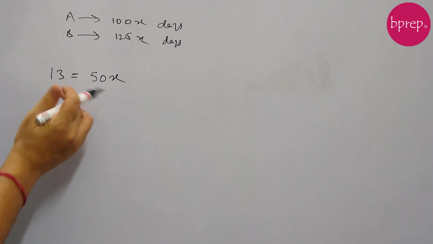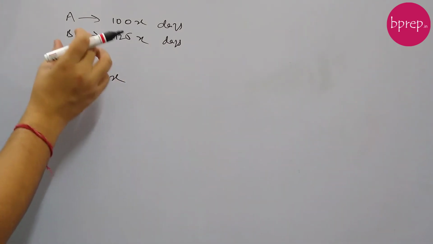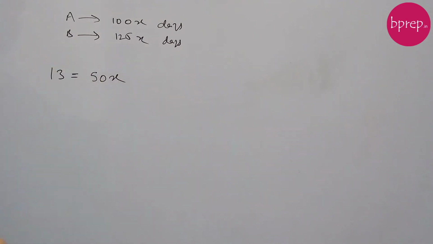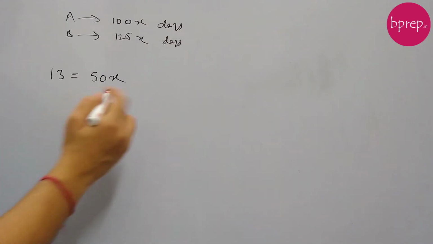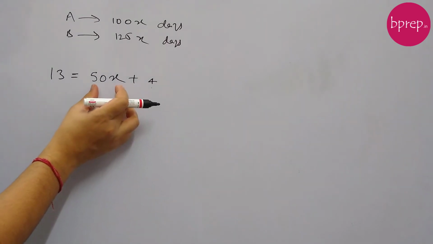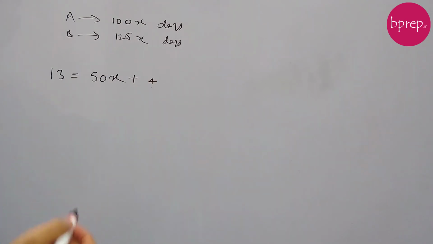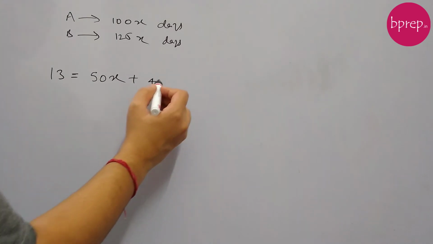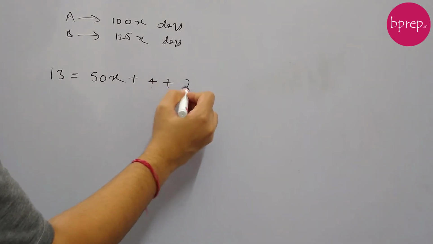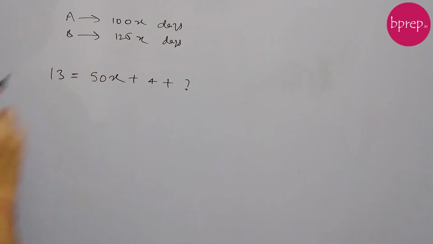So this 13 we are trying to break. A alone completed 50% of the work, so 50x days A has put. Then A and B together worked for 4 days. The second part is easy, it's already given in days. So all units are days for every component. And the third component, finally, B works alone to complete the remaining 5% of the job. Now how many days is B putting? If we are able to put this value here, then we'll get the value of x.